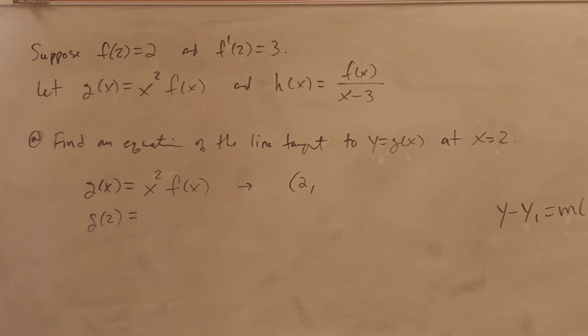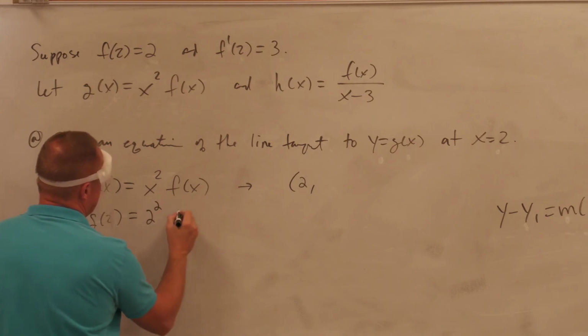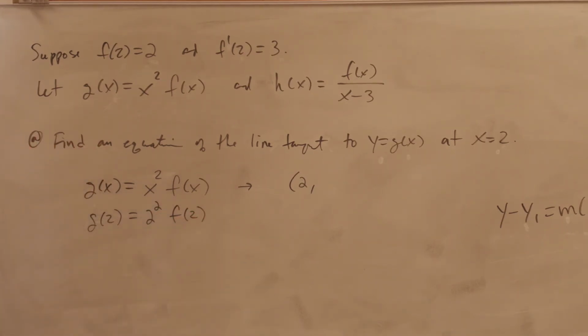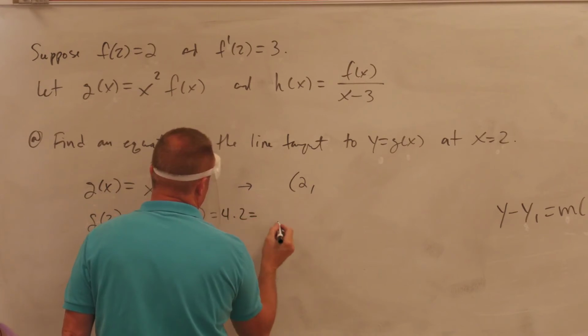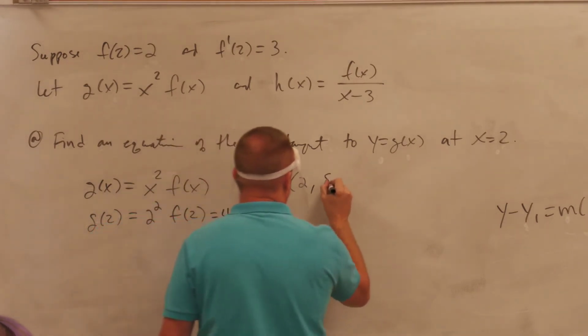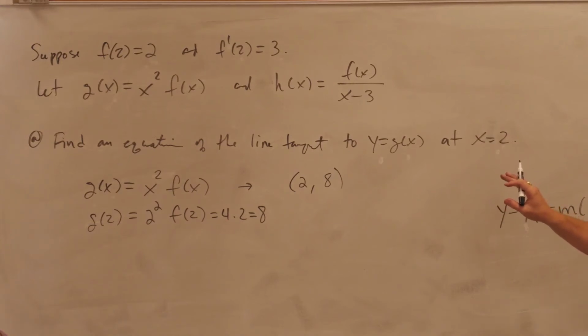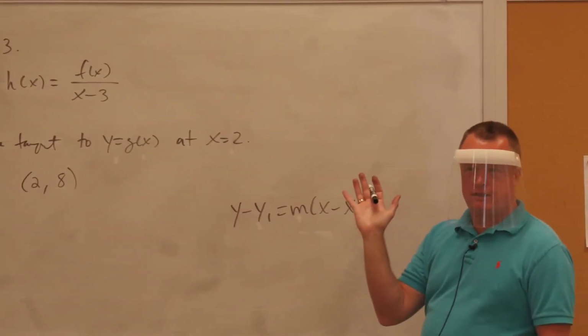Okay, so g at 2 would be 2 squared times f at 2. What is f at 2? 2. So this would be 4 times 2, which is 8. So my point for g of x is actually (2, 8). That's the point where I want the slope of the tangent line. So any questions about that?